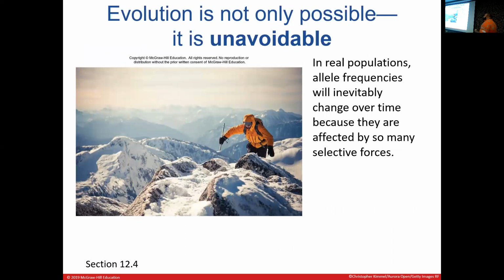Now, evolution is not only possible, but it's unavoidable. Allele frequencies in human populations are massively changing, especially in places where you have a lot of immigration and emigration in and out of populations. This is true for humans, for animals, for everything. So in real populations, allele frequencies will always inevitably change over time because they're affected by so many selective forces.